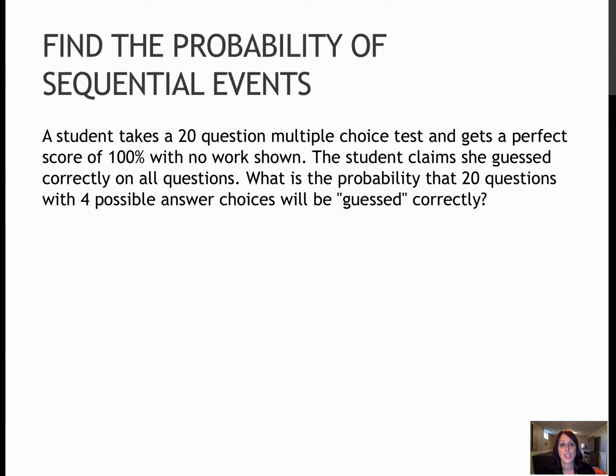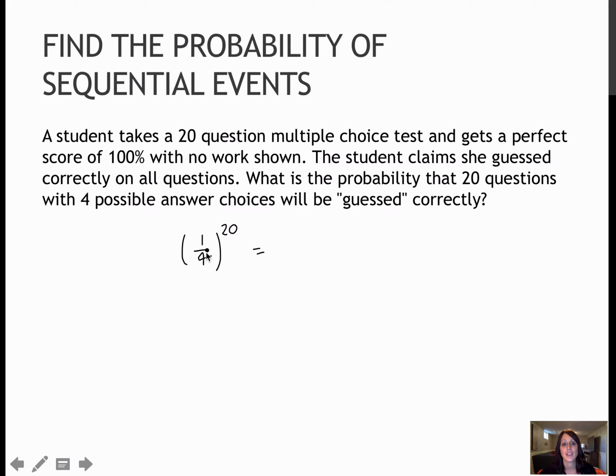Again, here's a question. A student takes a 20-question multiple choice test and gets a perfect score of 100% with no work shown, and the student claims that she guessed correctly on all of the questions. So what's the probability of that actually happening? If each of those 20 questions has 4 possible answers, what we're saying is the first question I have a 1 out of 4 possibility of getting it right. The second question, a 1 out of 4, etc. And so essentially I've got 1/4 to the 20th power.